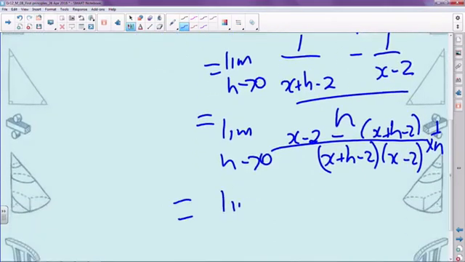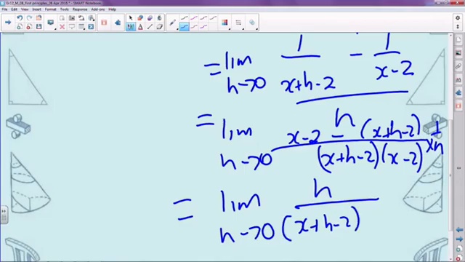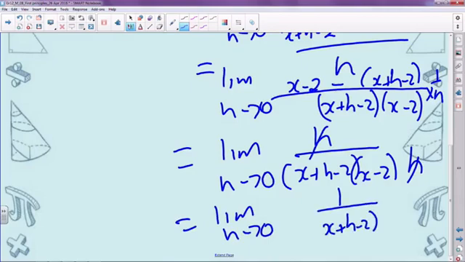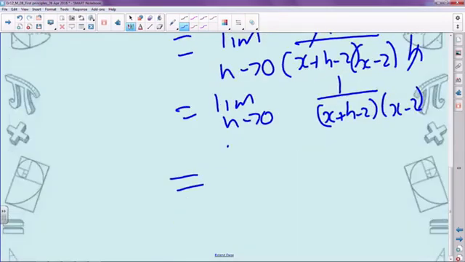So this will be the limit as h approaches naught. When you simplify this, so I'm giving you the tools so that you can do this yourself. When you simplify all of this, you end up with h over x plus h minus 2 times x minus 2, times h. Your h's cancel and you end up with the limit as h approaches 0 of 1 over, and you can test this out, x plus h minus 2 times x minus 2. So therefore you end up with the gradient being 1 over x minus 2 squared.